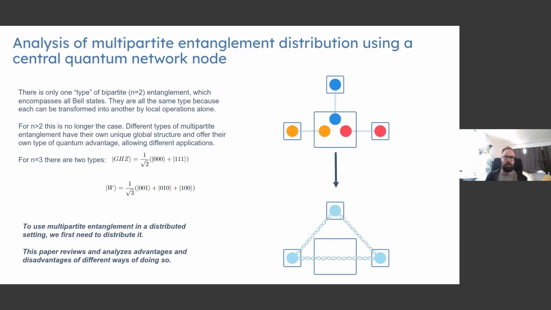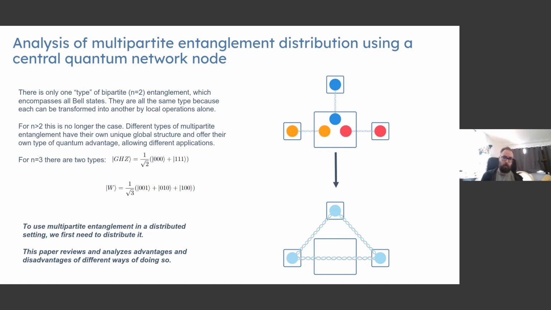So let's just focus on three parties for now. But the takeaway is that there are more complicated forms of entanglement than just the usual two-party entanglement that we're used to, and they have different applications. They can be used for other things that the usual two-party entanglement can't.